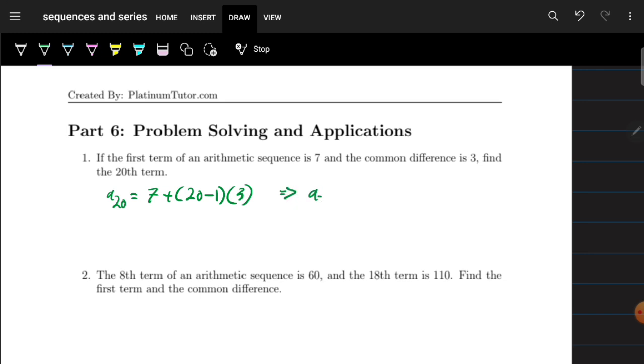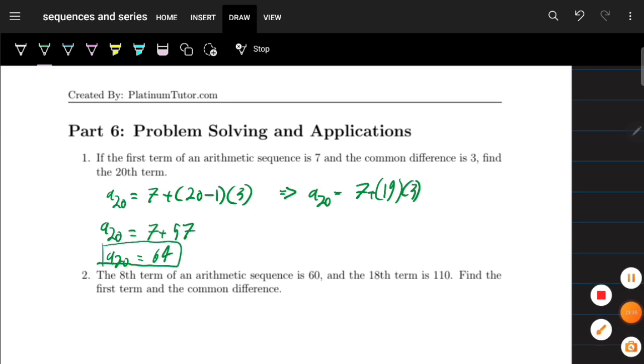All right, so we're going to get A20 is equal to 7 plus 19 times 3. So we have 19 times 3, so that is, what, 57? And so A20, did I do this right? Yeah, 57. So A20 is equal to 64. All right, there we go.